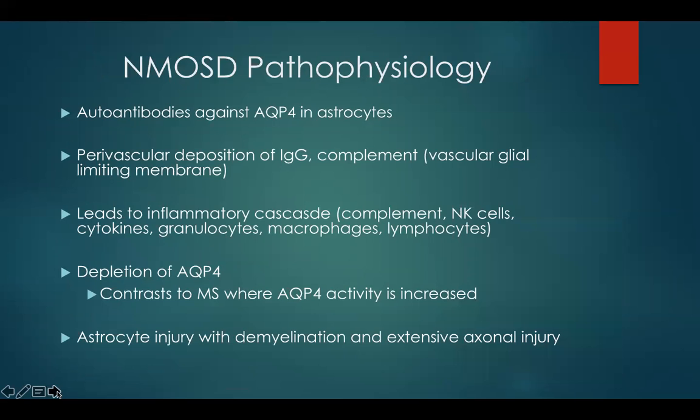So with NMOSD, what happens is that immune tolerance is broken, and it leads to attacking of this aquaporin 4 water channel, secondary to an autoantibody. This leads to deposition of antibody and complement and a profound inflammatory cascade that ultimately leads to depletion of the aquaporin 4 water channel, and you get extensive edema, injury, necrosis, and axonal injury, and ultimately permanent disability.